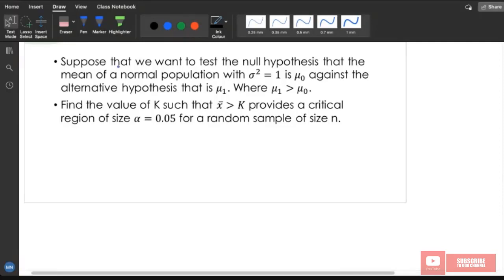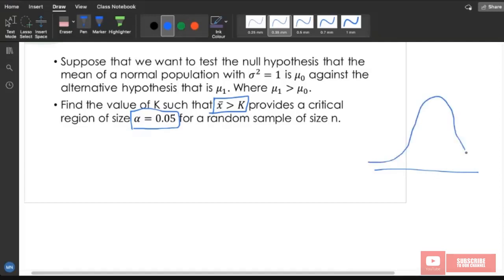Very simple. Now, this problem, instead of finding alpha or beta, they already give us the value of alpha, which is 0.05. So now they want us to find the critical region. What is the critical region again? Critical region is the region where we reject the null hypothesis, right?